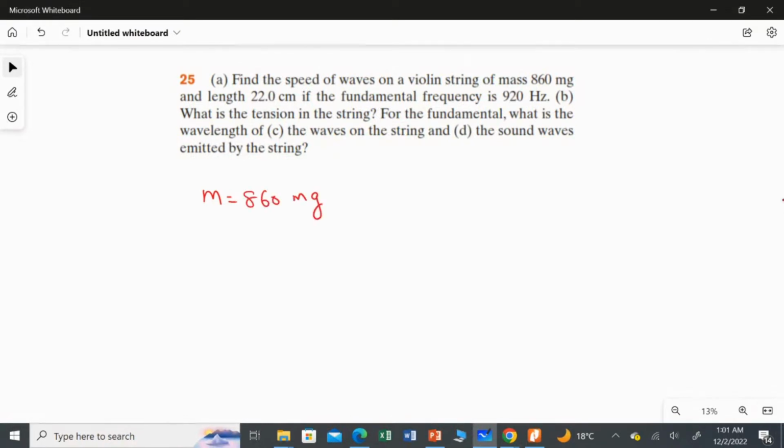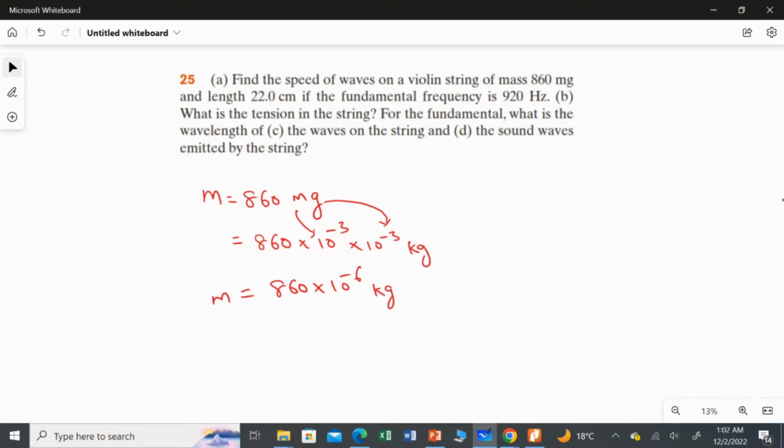So we have to convert this in terms of kilogram. First I have to substitute the value for the milli, which is 860 multiplied by 10 power minus 3. So this 10 power minus 3 is for milli, right? And for converting this gram to kilogram, we have to multiply one more 10 power minus 3, right? Because 1 gram is equal to 10 power minus 3 kilogram. So I have to add these two. Therefore the mass of the violin string is 860 multiply 10 power minus 6 kilogram.